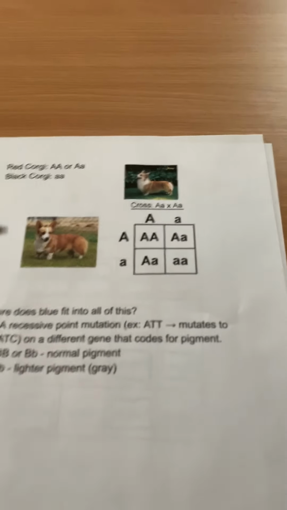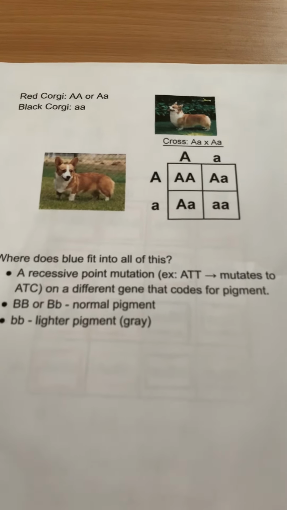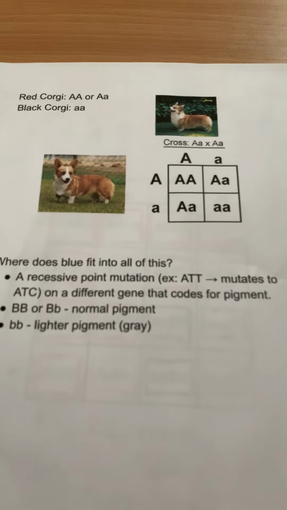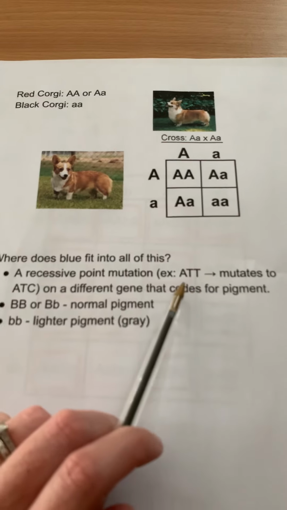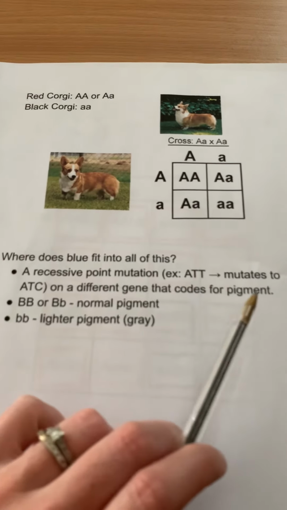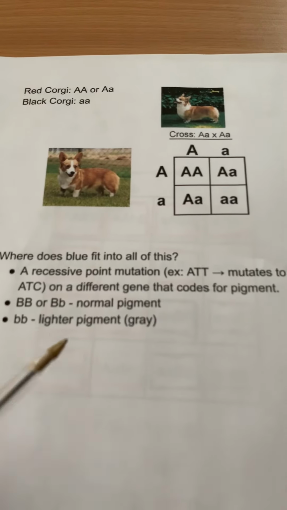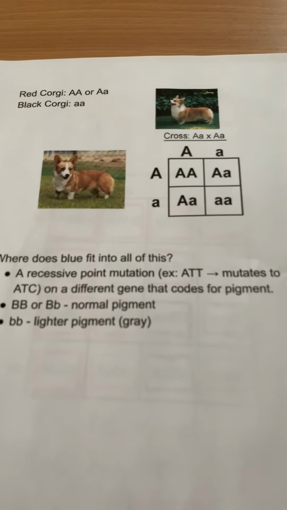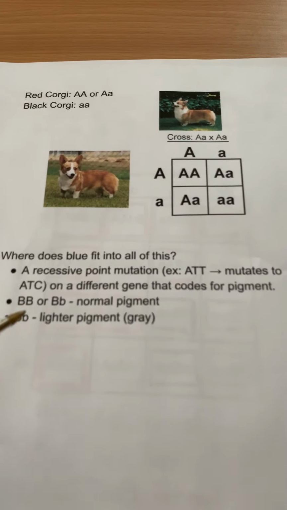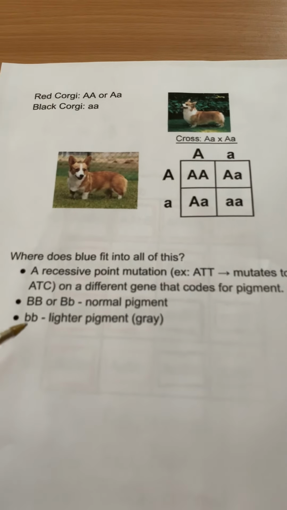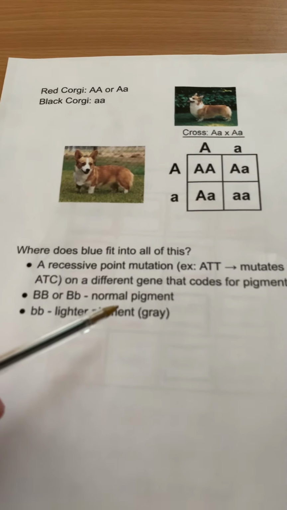So where does blue fit into all this though? A recessive point mutation is what caused this pigment coloration to begin with. An example of that would be if your DNA read ATT, you could mutate to ATC, and this is on a different gene that codes for pigment, and then you get this blue color. It is recessive, so to get that lighter blue color, you have to have two lowercase letters here. If you have two capitals or a capital and a lowercase, you get a normal pigment.